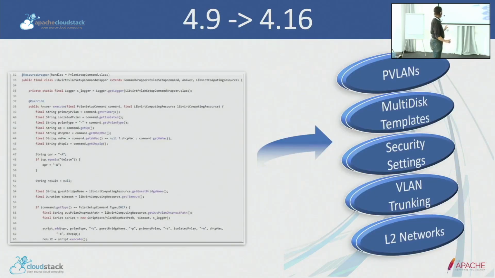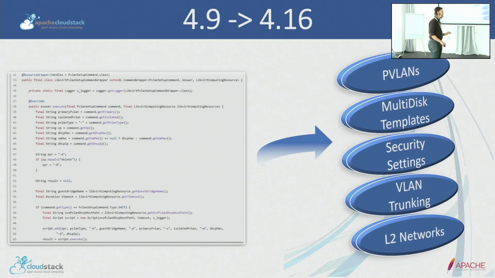What happened between 4.9 and 4.16? Some of these features were driven by myself, others by the community. Lots of interesting features, PVLANs, VLAN trunking, layer 2 networks, all of those really made it much easier to deploy VNFs. But some challenges remained. It was not all there yet.